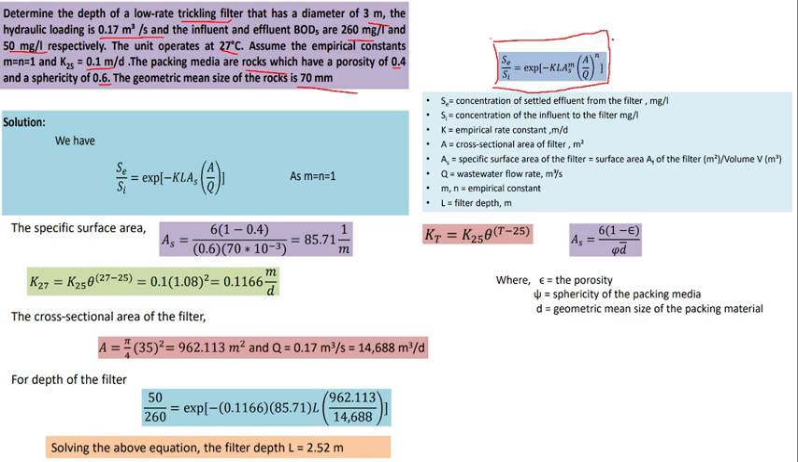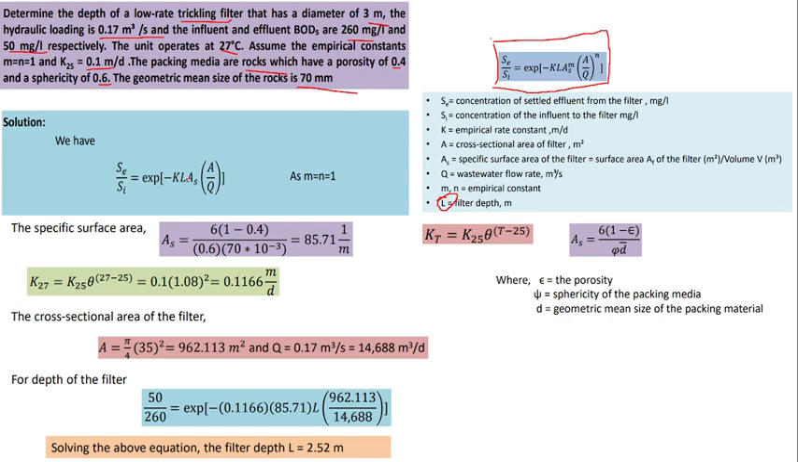Here M and N are the empirical constants, and SE is the concentration of settled effluent from the filter, and SI is the concentration of influent to the filter. K is the empirical rate constant, and L is the filter depth, which is what we are going to find. AS is the specific surface area of the filter, which is equal to surface area of the filter divided by volume. Capital A is the cross-sectional area of the filter and Q is the wastewater flow rate. Now we know M and N are equal to 1, so this equation will become SE by SI is equal to exponential of minus K L AS, A divided by Q.